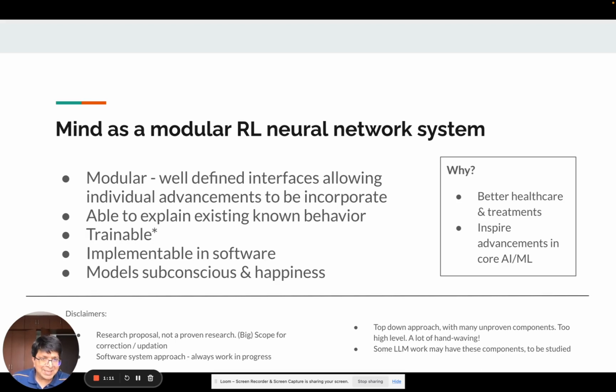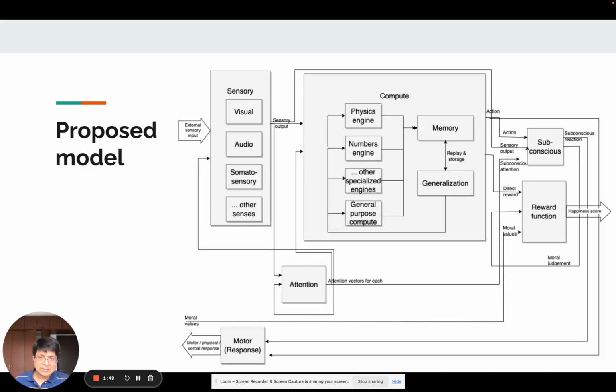I think Peter made a compelling case about why we should do it. But just to reiterate, it helps us handle healthcare and treatment better, and possibly could lead to core advancements in AI and ML. By way of disclaimers, just some reasonable expectation setting: this is more of a research proposal, not necessarily proven research. I've taken a very software system engineering approach to building it, so a more top-down hierarchical structure, with a lot of details missing and a lot of hand waving, admittedly, in this framework.